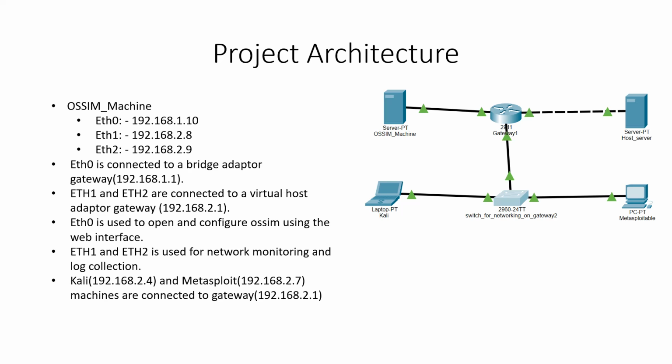The other two interfaces of the OSSIM machine, eth1 and eth2, are connected to a gateway 2.1 so that they can monitor the traffic of all the assets which are on the network 2.x series. In this setup, I have taken two machines, Kali and Metasploitable. Kali is an attacker's machine, and Metasploitable is a victim's machine which is vulnerable. So OSSIM will be monitoring all the networks and all the logs which are happening on the 2.x series. Kali is assigned an IP of 2.4 and Metasploitable is assigned an IP of 2.7.